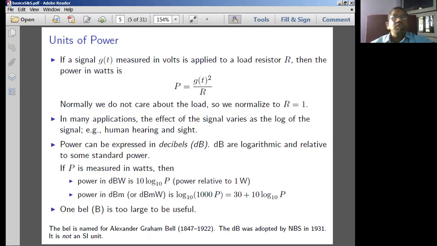And next come to the units of power. What is the power unit? It is going to be watts. We already know the units of power is always going to be in terms of watts, right? What is P? P is equal to V into I. So the units are going to be watts.